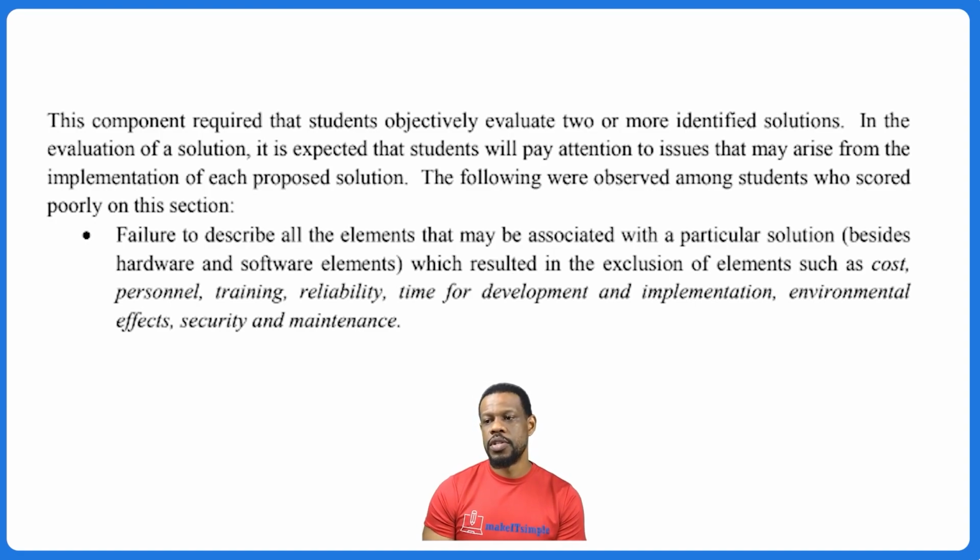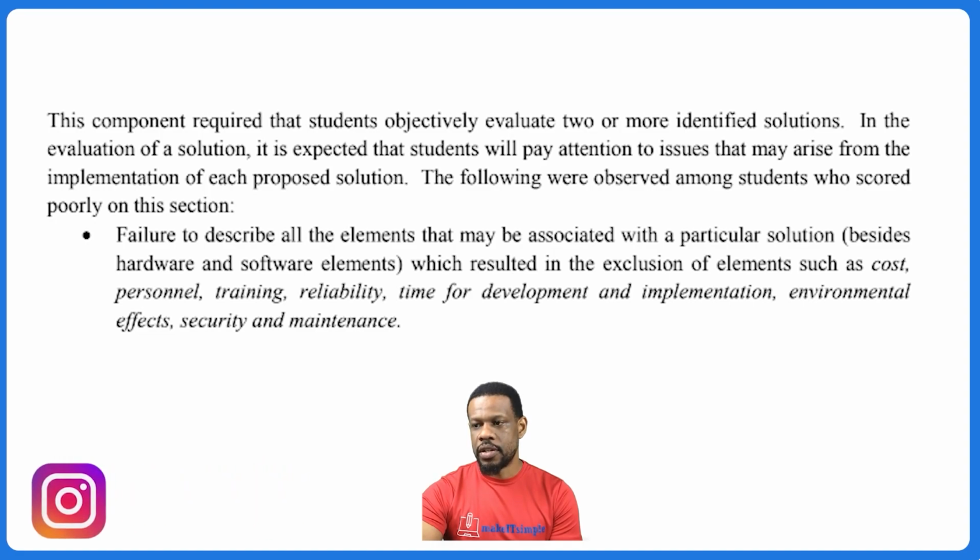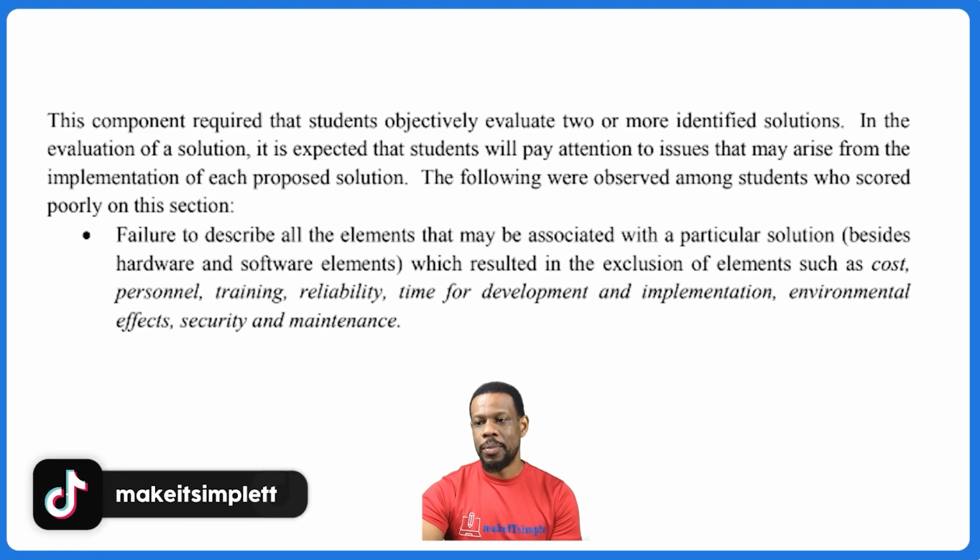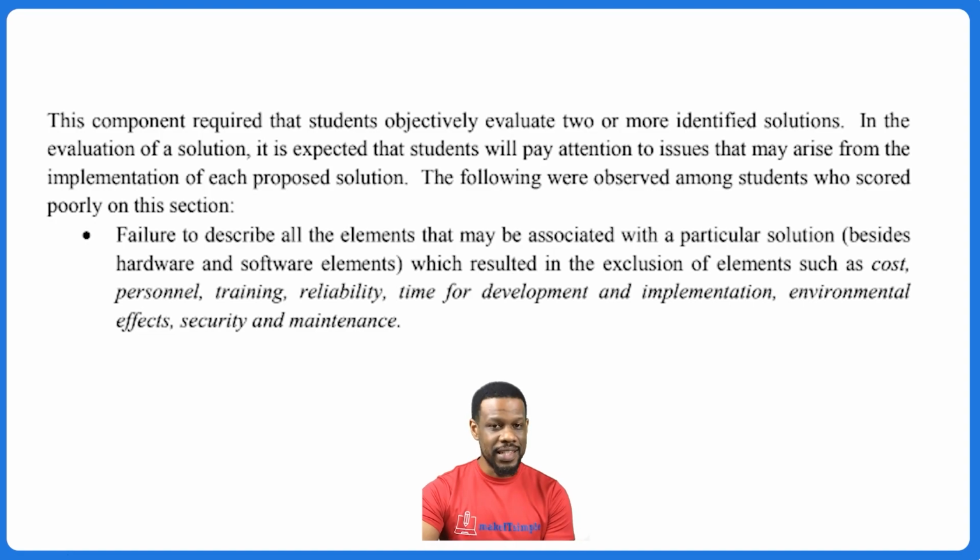So the following were observed among students who scored poorly on this section. Failure to describe all the elements that may be associated with a particular solution, besides hardware and software elements. So most people think because it's an ITIA, all you have to do is state the hardware and the software that you have to use. But no, that's not what they're looking for. They are looking for hardware, software, and these things here, which resulted in the exclusion of elements such as cost, personnel, training, reliability, time for development and implementation, environmental effects, and security and maintenance.